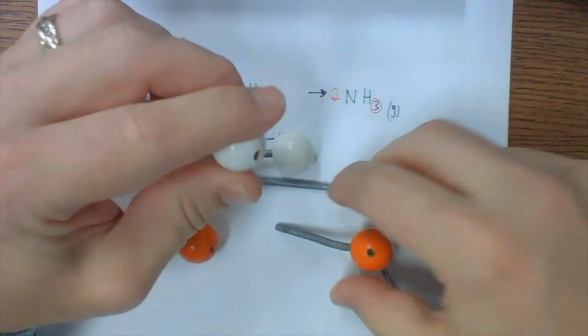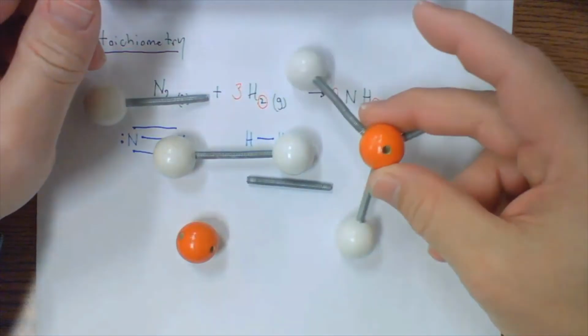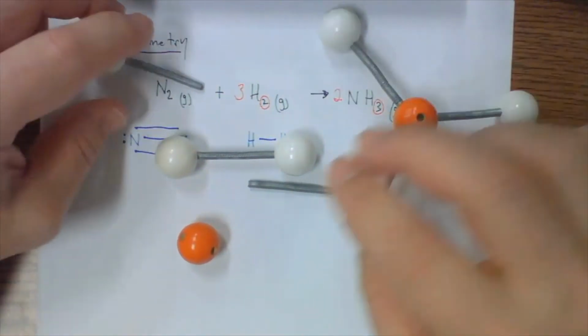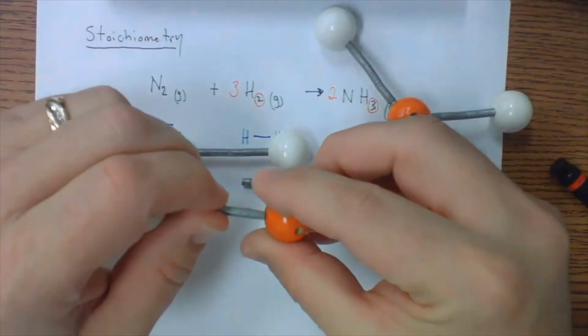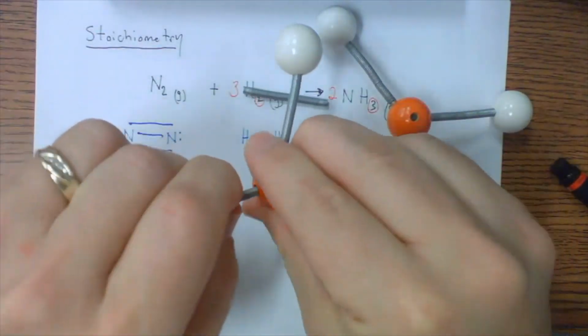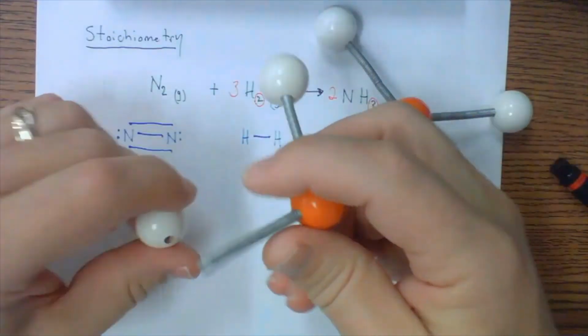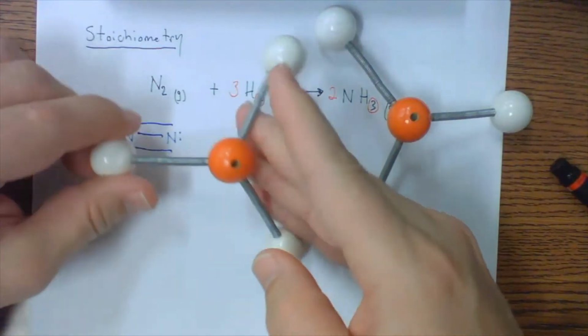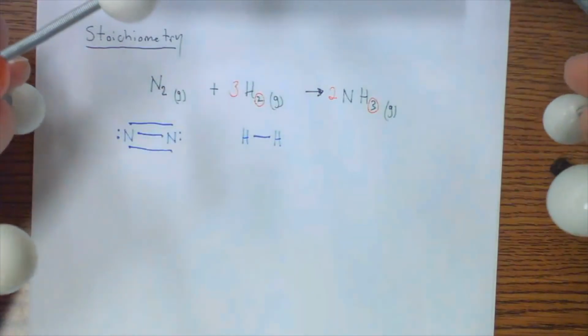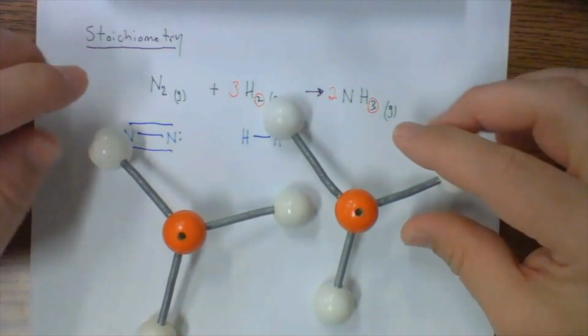All right, and then this one's going to jump on here. And so we've got our 1 ammonia molecule, and then we're going to do the same thing here. We're going to take this guy apart, and we'll make another ammonia molecule. And now what we have here is our 2 ammonia molecules. Notice I have nothing left over, so we know that this is balanced in that sense.